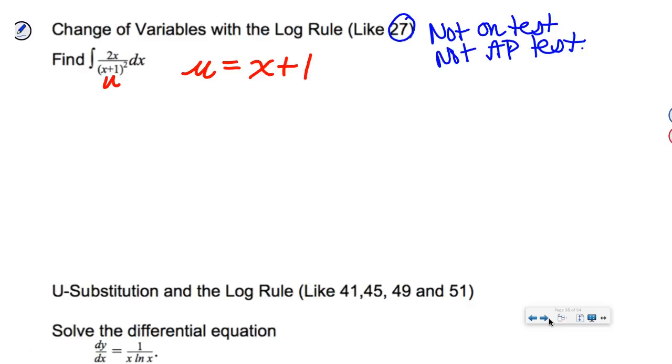I can't mix my x's and u's, so dx and 2x need to have u's in them. So I'm going to do this. What's du? 1 dx. That's nice. I can replace dx with a du. Who's my only problem? The 2x. So I have to be clever. Is there any way I could get 2x in terms of u?